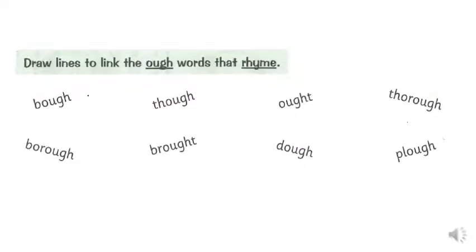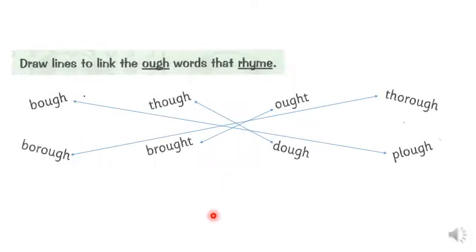This time we're looking at words that link the O-U-G-H words and they rhyme. Can you find pairs of words that rhyme using the O-U-G-H sound? Pause the video and have a go. So here we go. We've got the word bow is linked with plough. Then we've got the word though is linked with dough. Brought is linked with ought. And borough is linked with thorough. Well done if you managed to find those rhyming pairs.